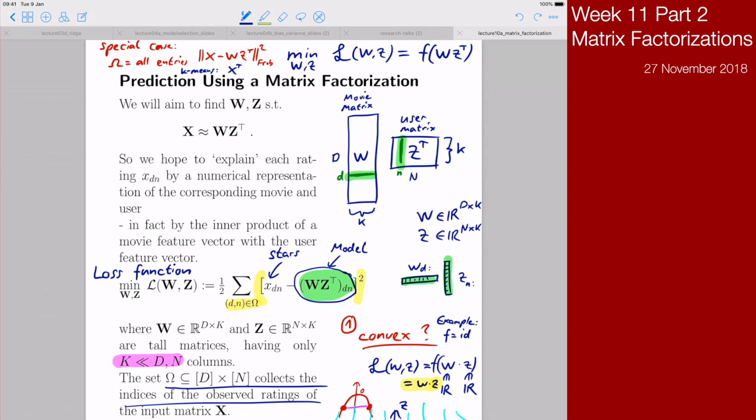Actually, this problem is NP hard if you want to find the best matrices for omega, even for k equal 1, if you only care about some observed entries. And if omega is every entry, then it's super easy. Then it's just SVD. So from very easy to NP hard by just choosing a different set of observed entries. And we cannot choose the observed entries, right? This is given to us by the data. We have to deal with them.